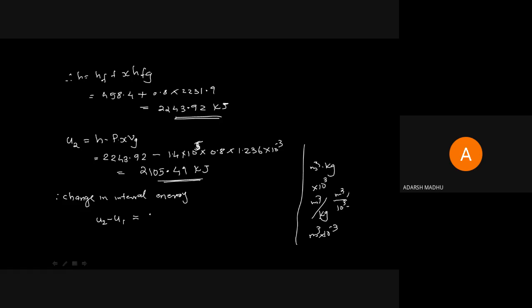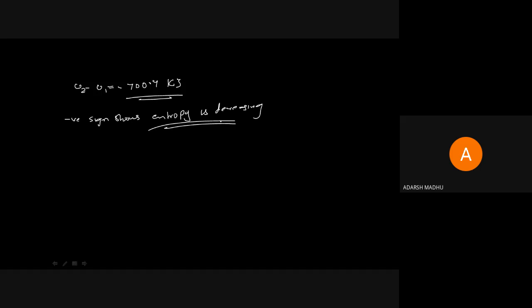So here U2 minus U1 means 2105.49 minus 2806.2, that is minus 700.7 kilojoule, U2 minus U1. Then write down that the negative sign shows the entropy is decreasing. If it is a positive value, we can write that the positive sign shows the entropy is increasing.